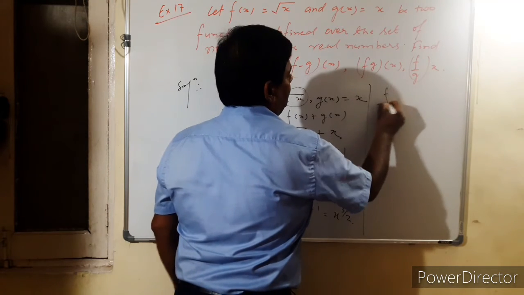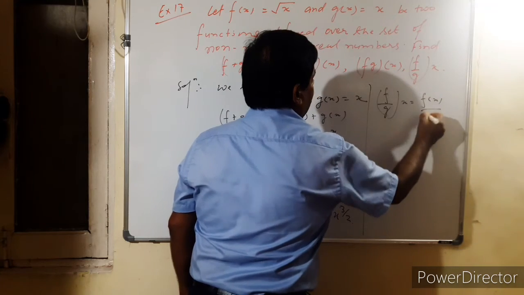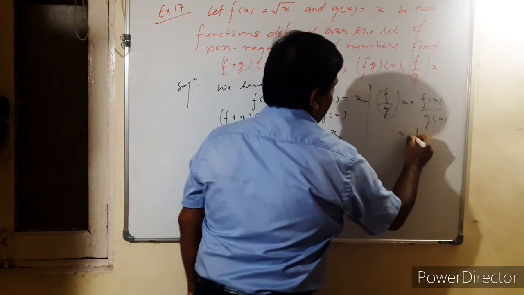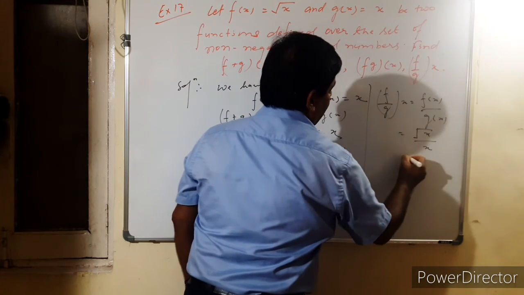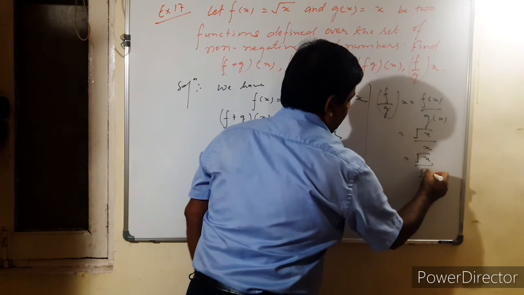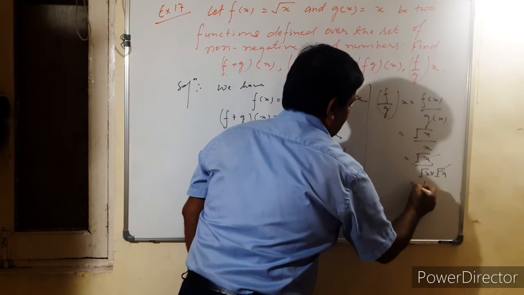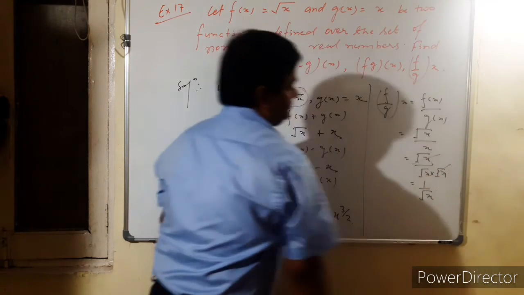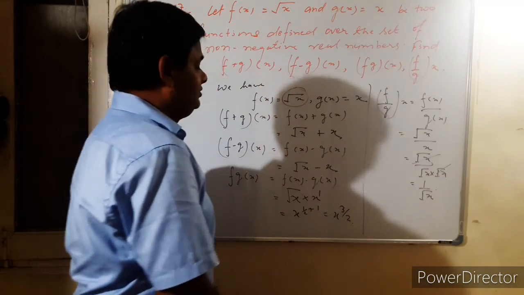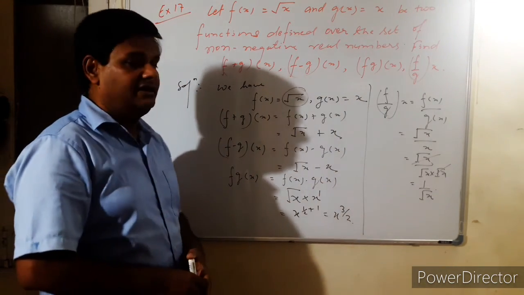Now (f over g)(x) is equal to f(x) over g(x). So f(x) is root x and g(x) is x. So here root x over x, and we can write x as root x into root x. So one root cancels, giving 1 by root x, where x is not equal to 0, a non-negative real number. Okay, thank you.